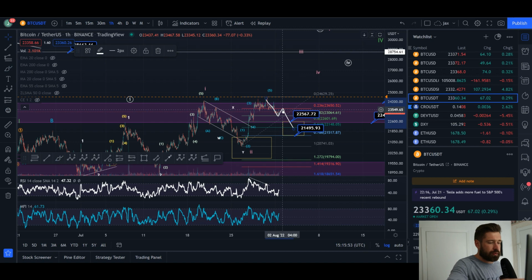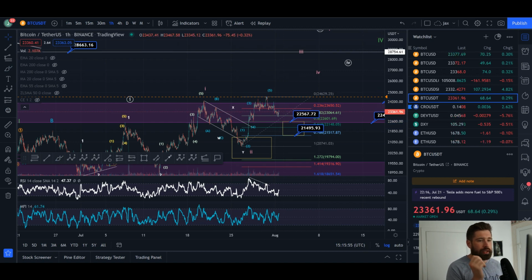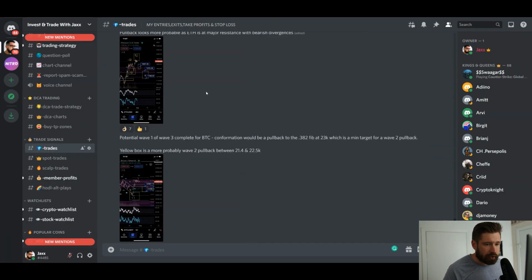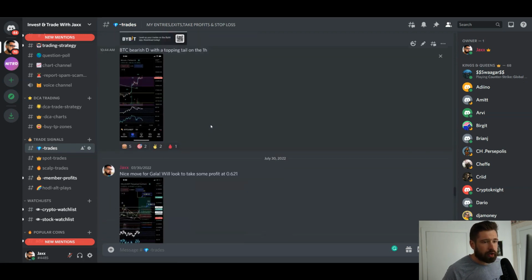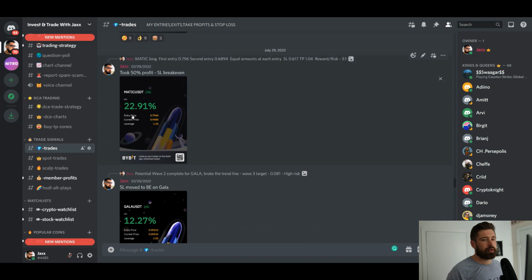We recently locked in some juicy gains on our Matic trade as well as our Gala trade. As you can see, up 30% on Gala. Locked in some juicy profits on Matic as well at 22%. Currently, we're in an Ethereum trade, which is in profits.